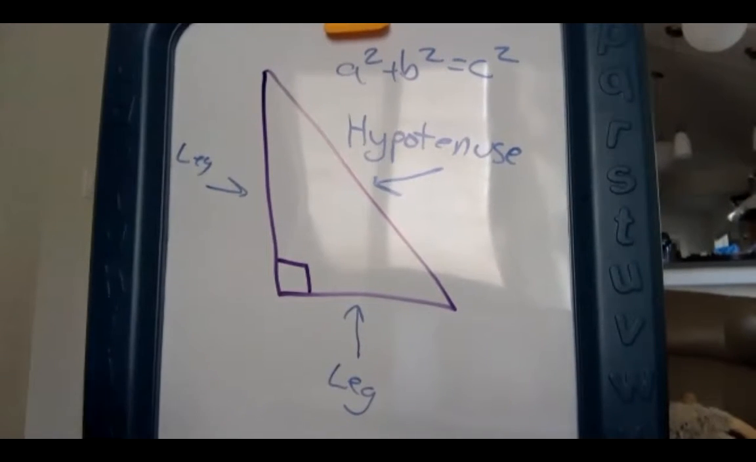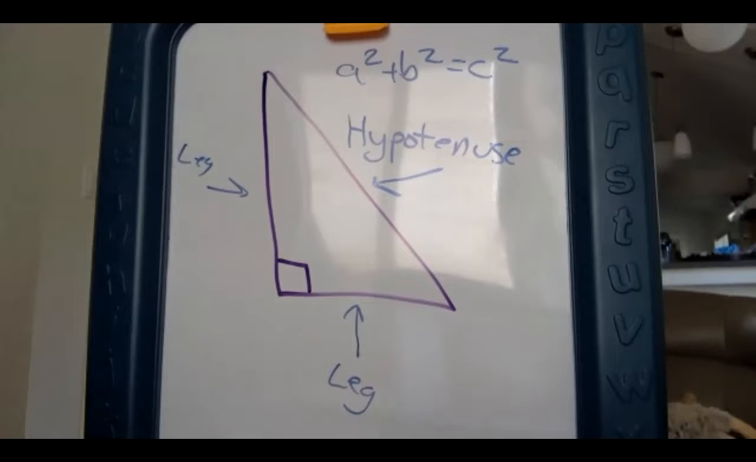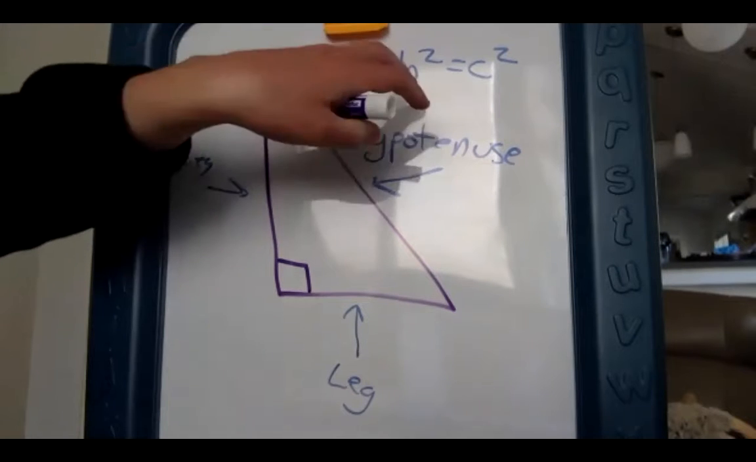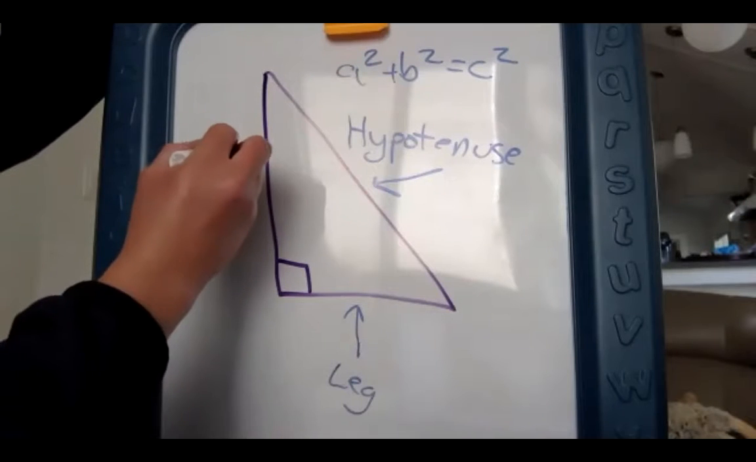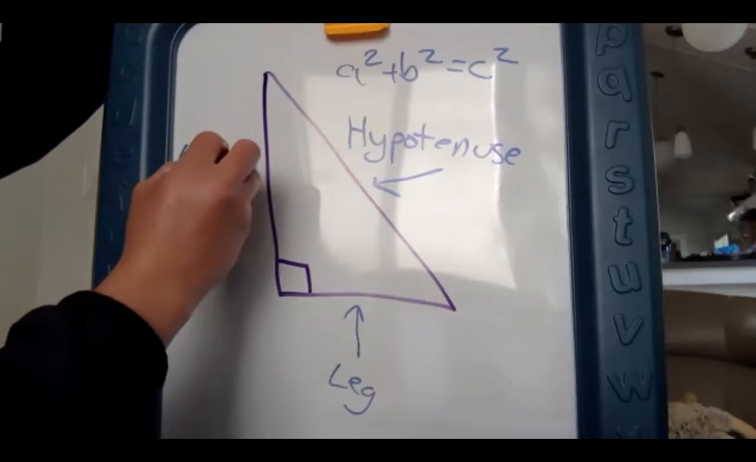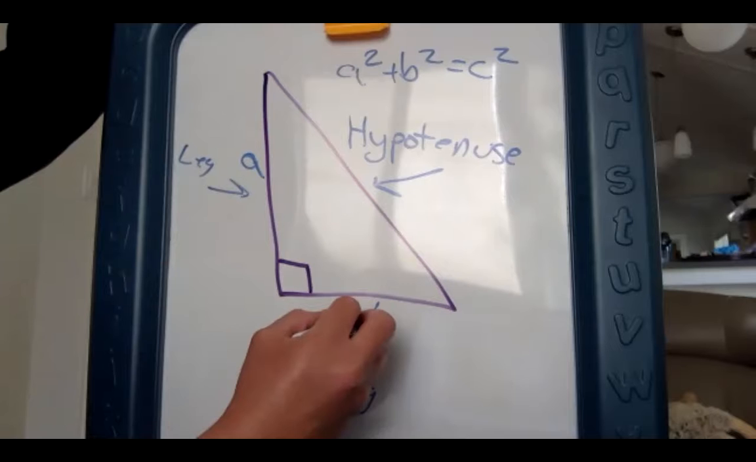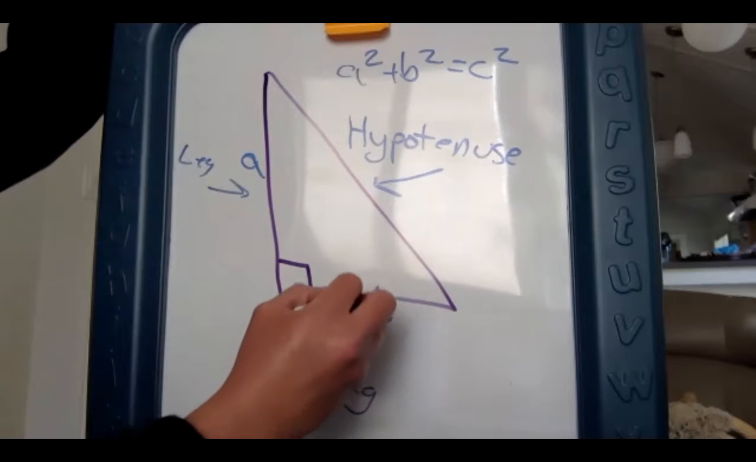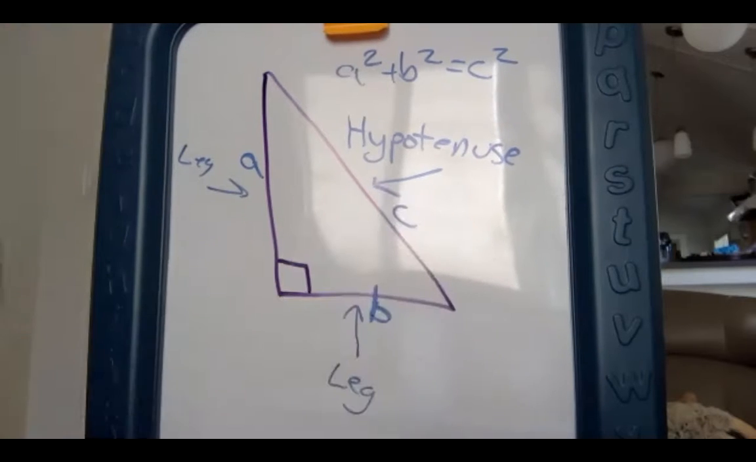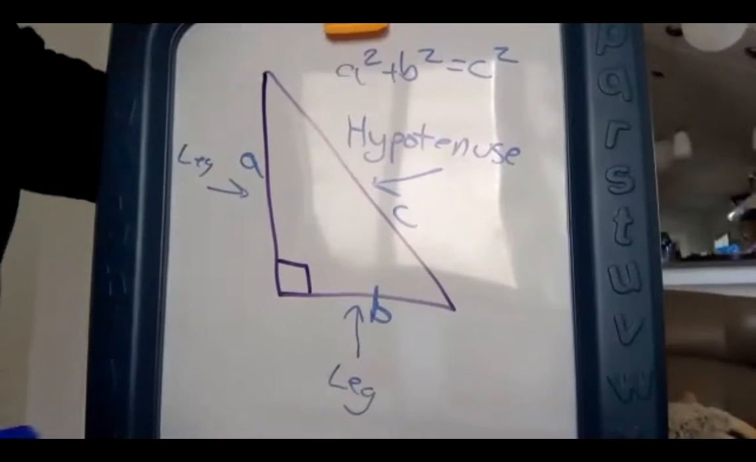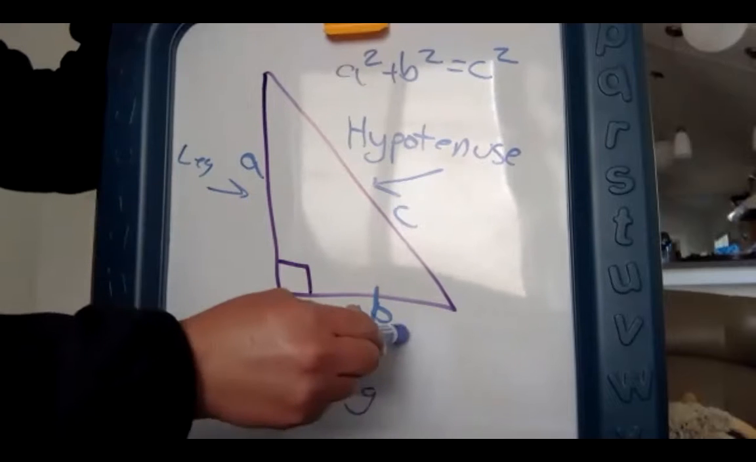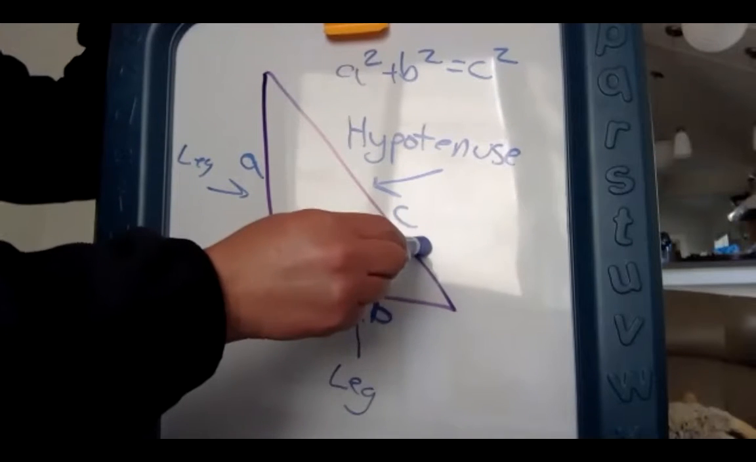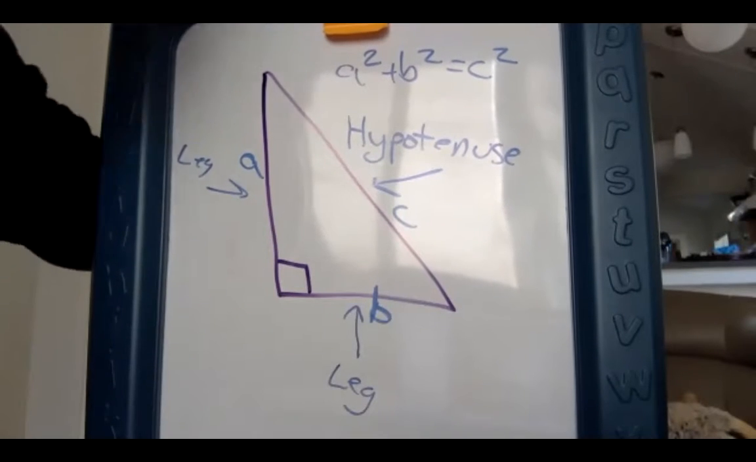So in the Pythagorean Theorem, we're talking about a squared plus b squared equals c squared. And when we're talking about this, the legs are going to be the a and the b. So this is going to be an a, this is going to be a b, and this is going to be a c. So we're talking about this side length squared plus this side length squared is always going to equal this side length squared in a right triangle.